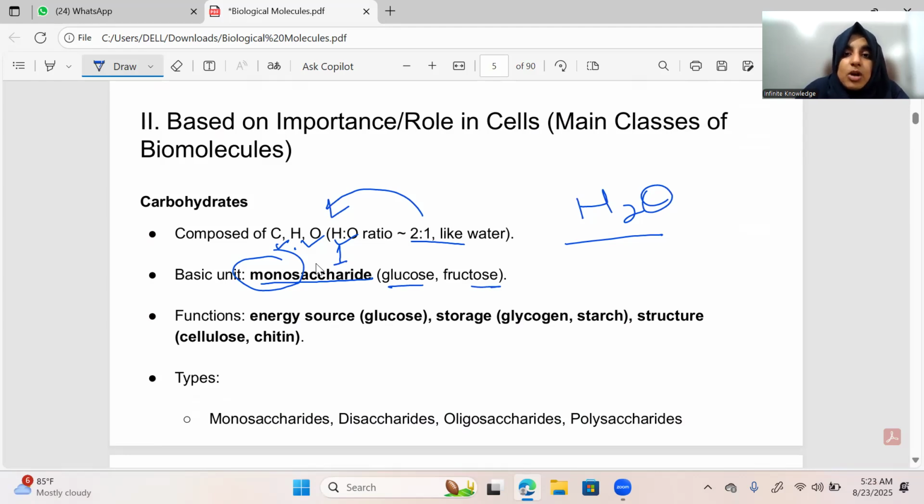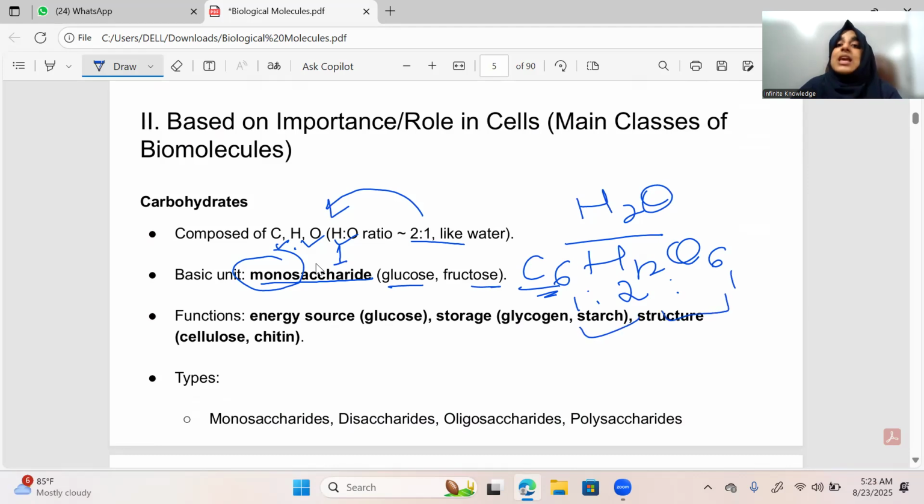Why? See, the formula of glucose is C6H12O6. It means that carbon and oxygen are in the ratio 1:1, whereas the carbon to hydrogen ratio is 1:2, and the hydrogen to oxygen ratio is the same as that of water, that is 2:1.